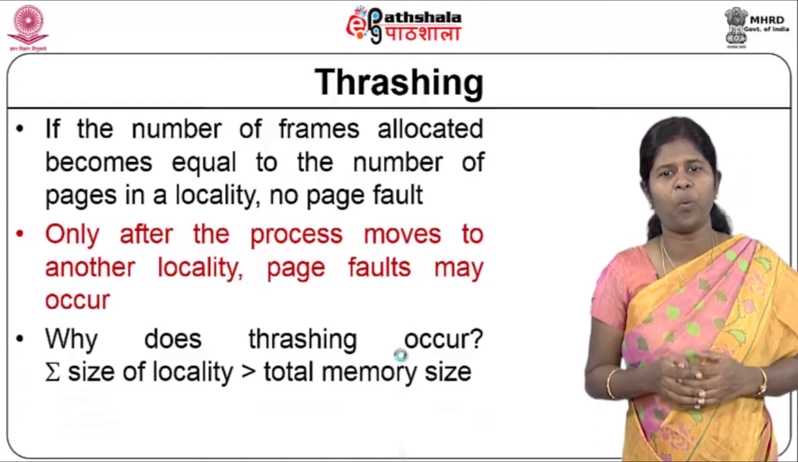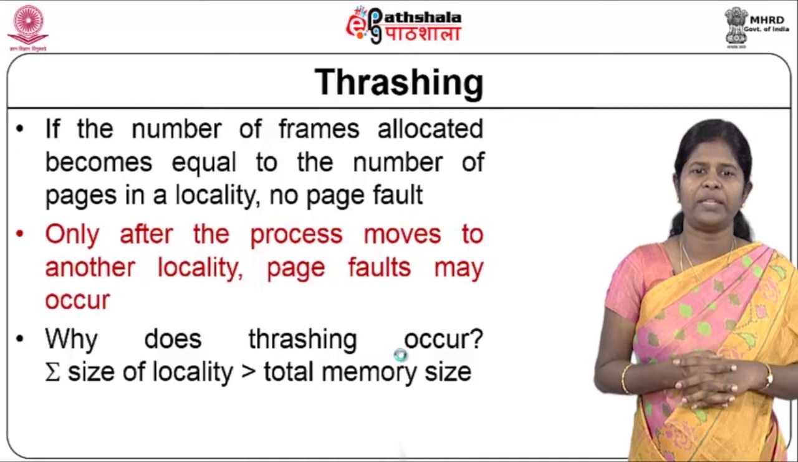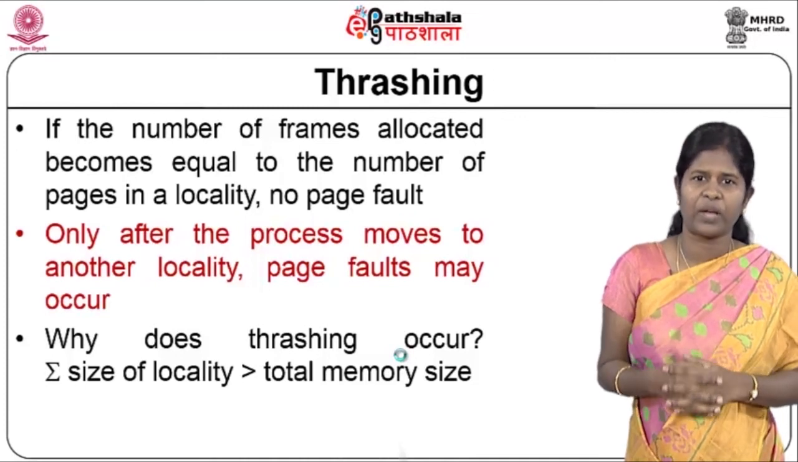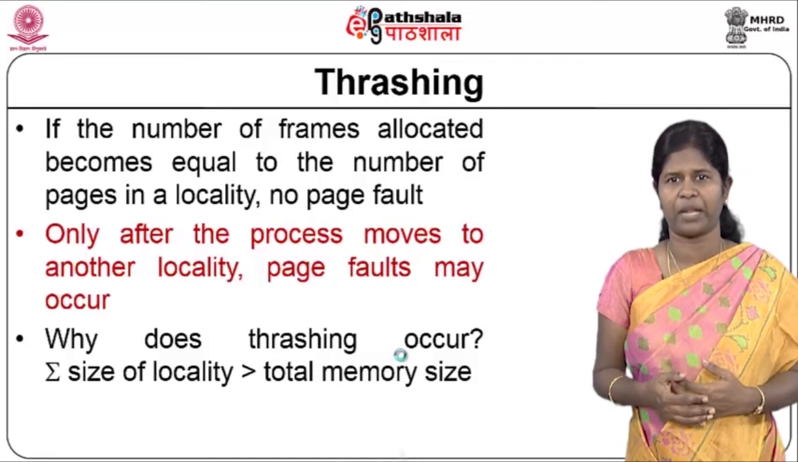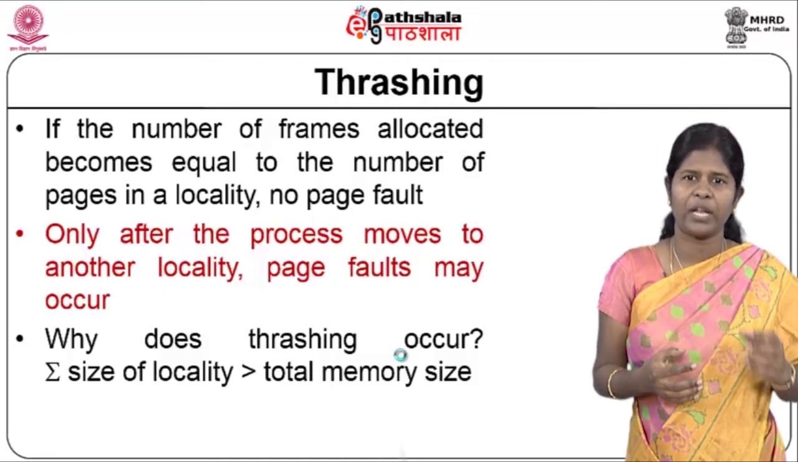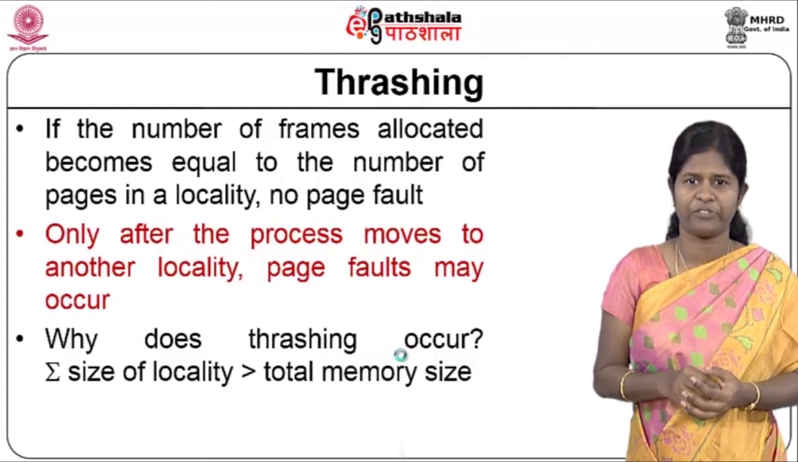But why does thrashing occur? It occurs when the sum of the sizes of the localities of all the processes is considered. Say currently 5 processes are using the physical memory, and each process will have its own locality or its own set of active pages.